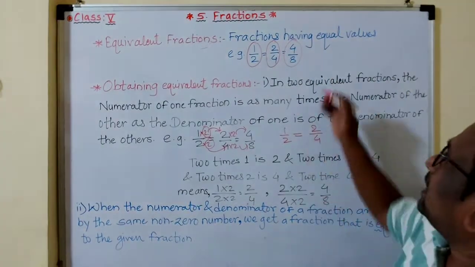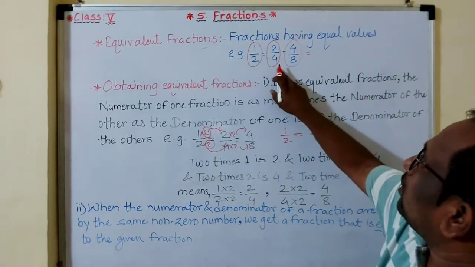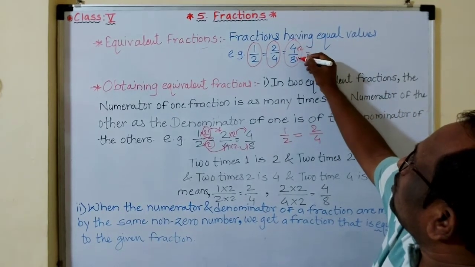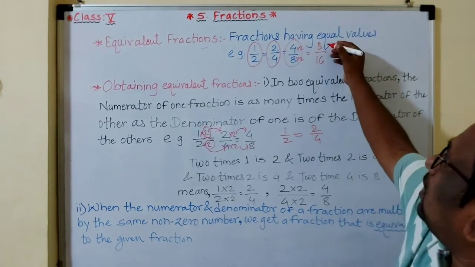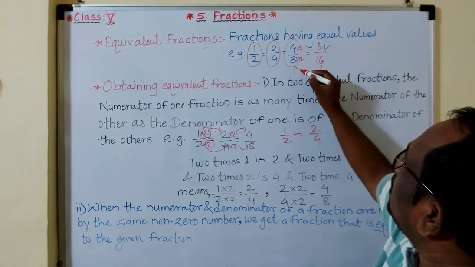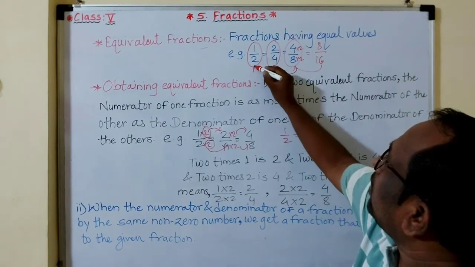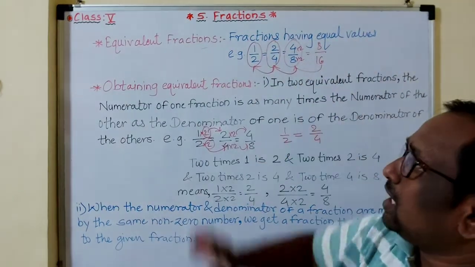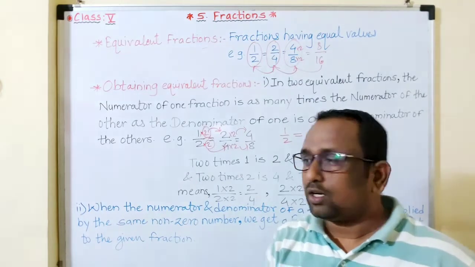Okay, like here, see students, you can add one more. 2 2s are 4, 4 here. Again, if you multiply by 2, 4 2s are 8 and 8 2s are 16. So 8 upon 16 is also equivalent to 4 upon 8, 8 upon 16 is equivalent to 2 upon 4, and 8 upon 16 is equivalent to 1 upon 2 also. Means all the values of these fractions are same. So these fractions are called equivalent fractions. I hope you understood this.